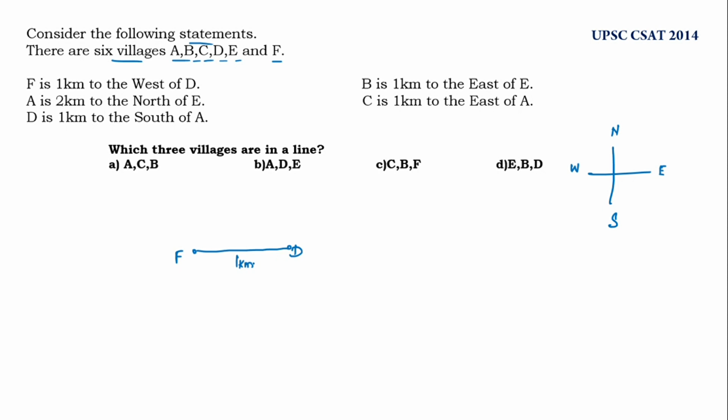Now what you have to do, find the statements which is related to F and D. It will be easy for you to draw the map. So A is 2 km to the north of E. D is 1 km to the south of A.